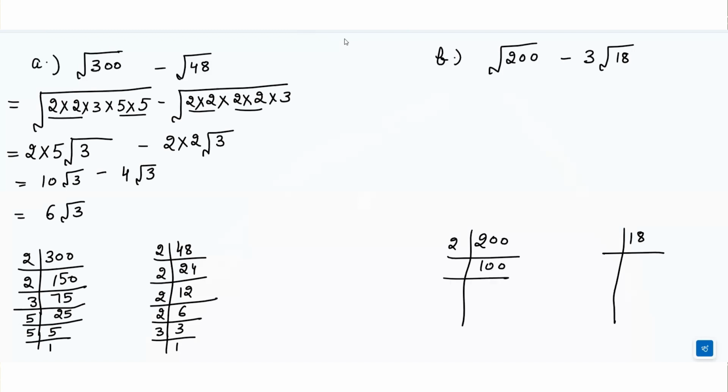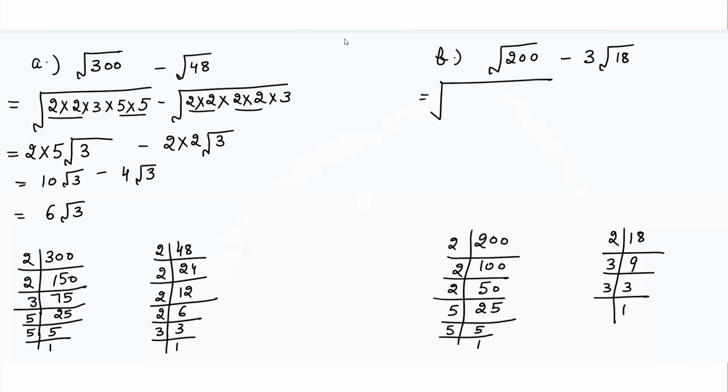200, 250, 225, 5, 5, 5 and 1. Similarly, 2, 9, 3, 3, 3 and 1. So we'll write here: square root of 2 into 2 into 2 into 5 into 5 minus 3 times square root of 2 into 3 into 3.